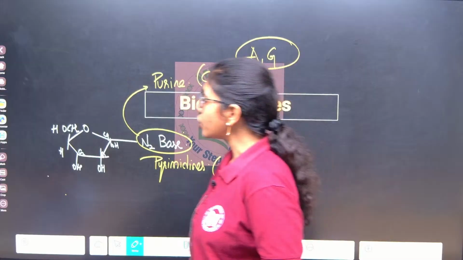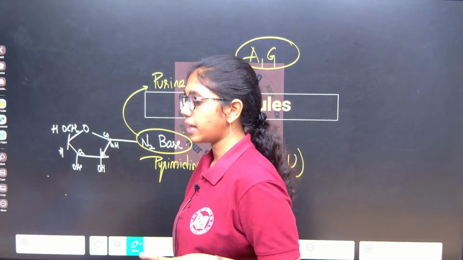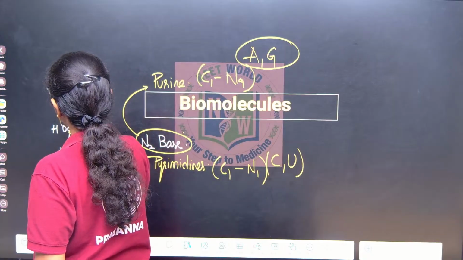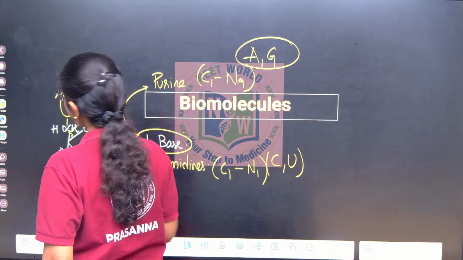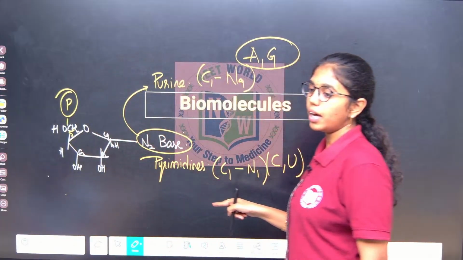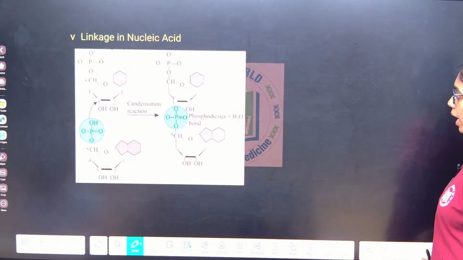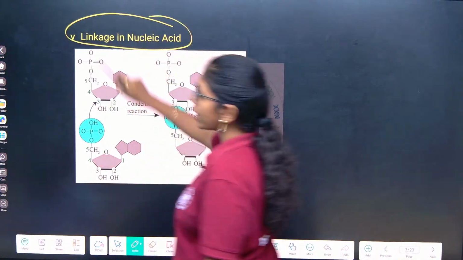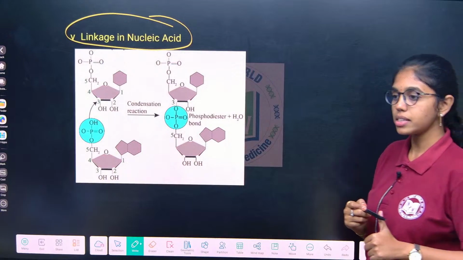And to which carbon is the phosphoric acid, that is the phosphate group, bound? C5. This makes one nucleotide. At least now you register in your mind. Now we will look into the linkage of nucleic acids. We are clear with the nitrogen bases, okay?